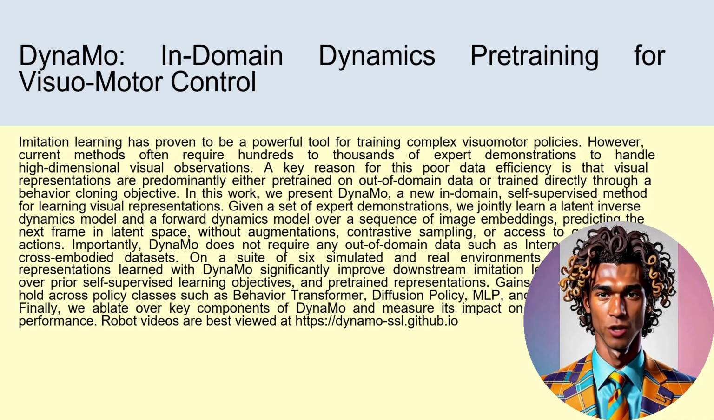The research shows that robots trained with Dynamo can learn new tasks more efficiently and achieve better results. The results hold across different types of learning methods. This research could have a significant impact on the development of robots that can learn new tasks quickly, like robots that can help with household chores, factory work, or even healthcare tasks.